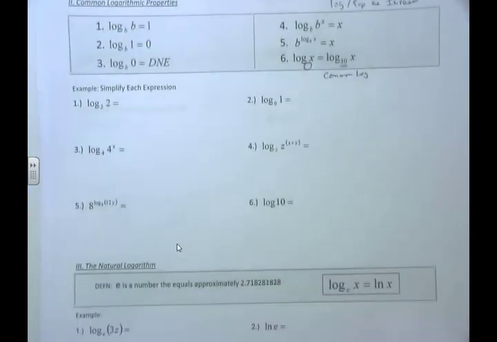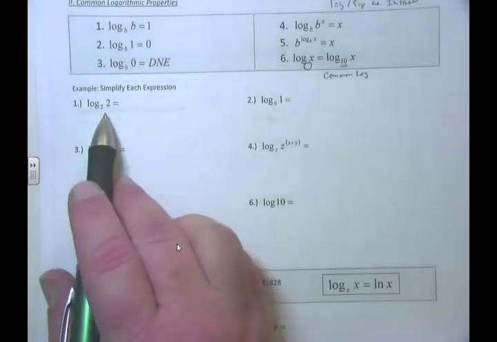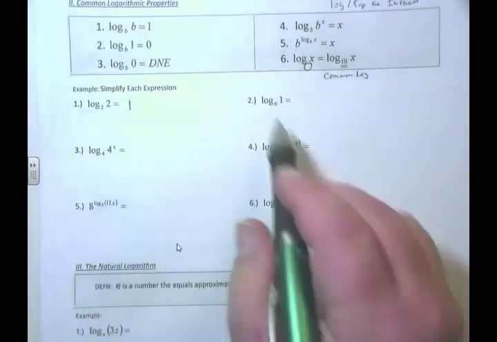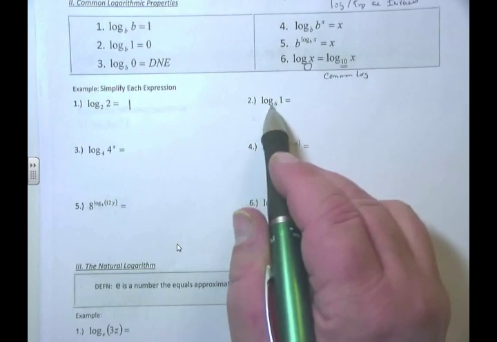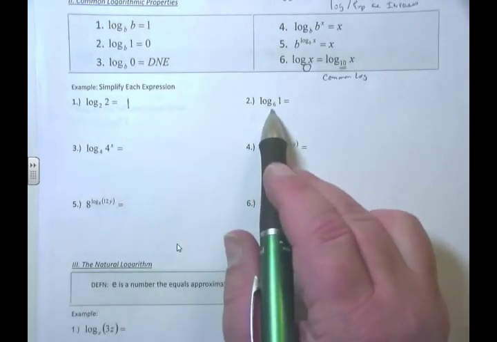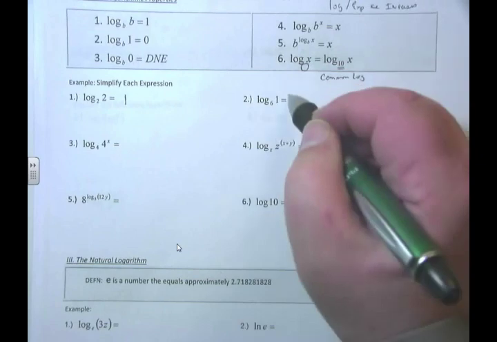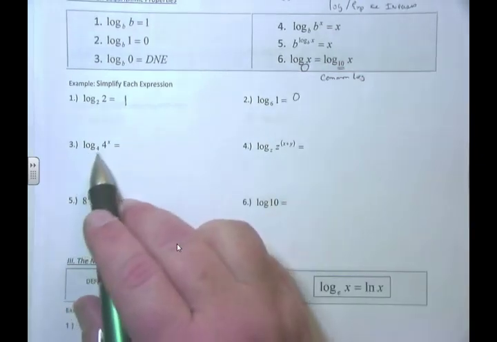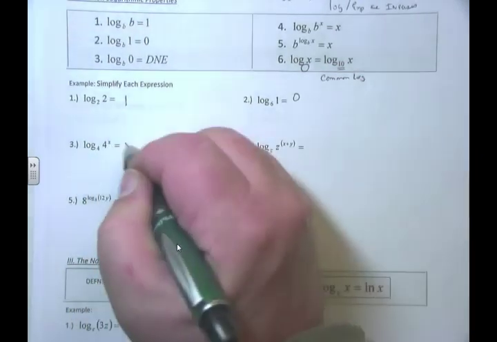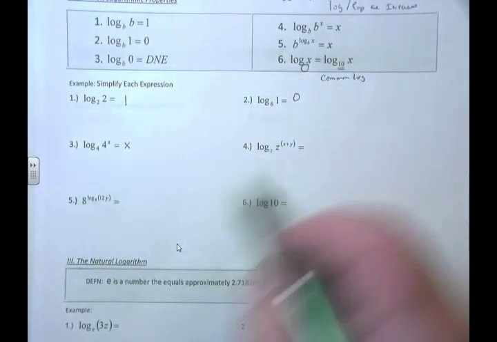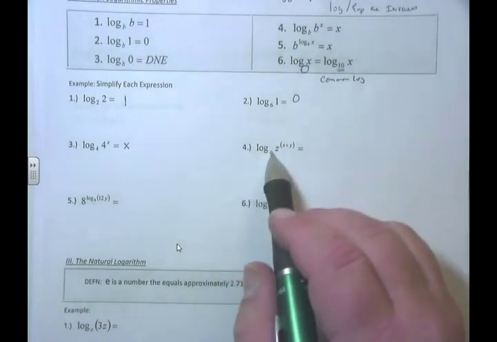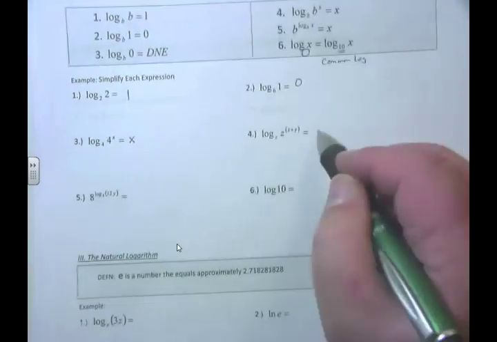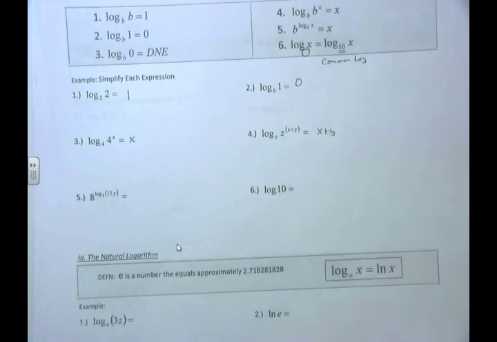Okay? So, on your mark, get set, using your properties, go. What's the log base 2 of 2? 1. Number 2, what's the log base 6 of 1? Number 2 here. Log base 6 of 1? 0. Here we go. Log base 4 of 4 to the x? x. Log base z of z to the x plus y? Because the log with the same base as the exponential cancel, you're left with x plus y.